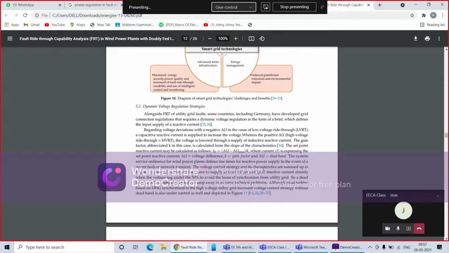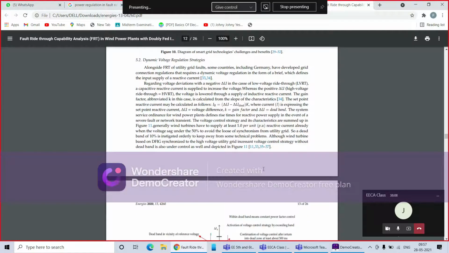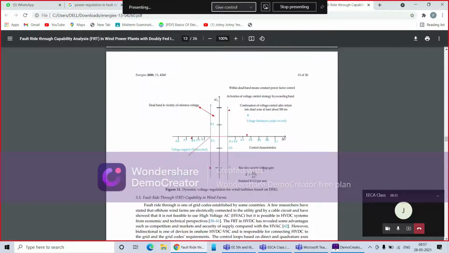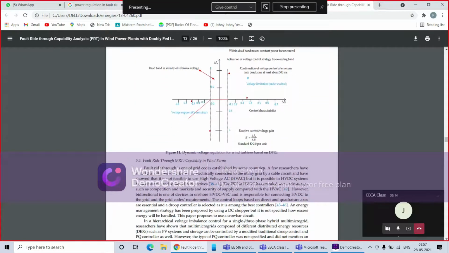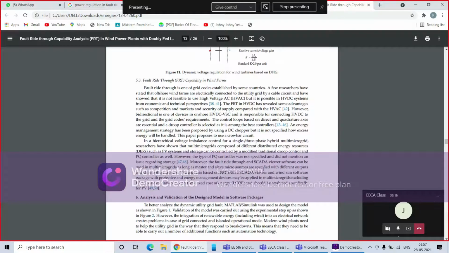Now you have voltage regulation, which is very important from our syllabus point of view, and we have fault ride through capability in wind farm, which we need to study. As I have already told you, you won't get this particular topic anywhere as it is in any textbook. You have to read it through research papers only. So let us read it.